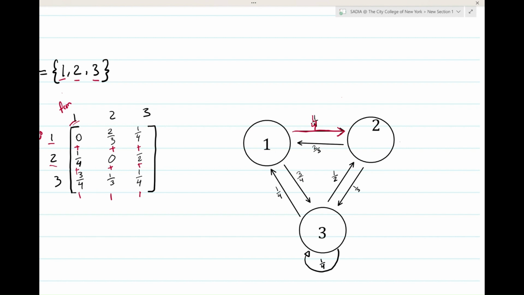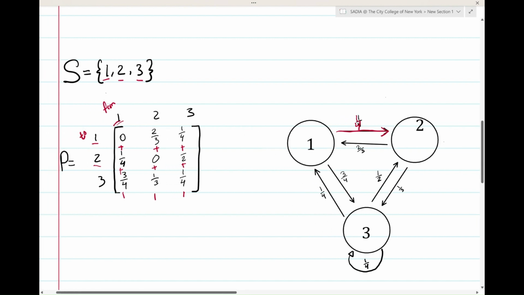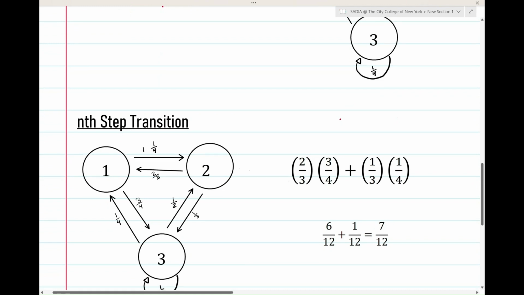This is helpful if matrices confuse you and you want a visual representation of the situation. Plus, state transition diagrams, in my opinion, are just easier to read compared to matrices. So now we can move on to nth step transition.